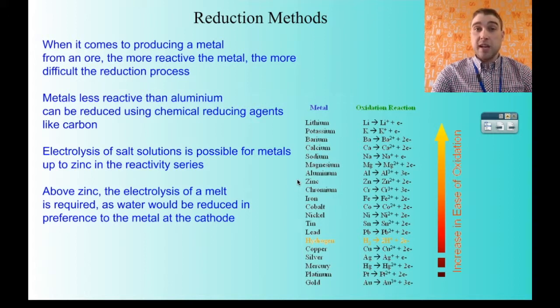The reason why you have to do that is if you used water in the mix, as you do with the ones in here that use an aqueous salt solution, the water will be reduced in preference to the metal that you're trying to reduce. There's a video that talks about that, and I'll link to that at the bottom down here.